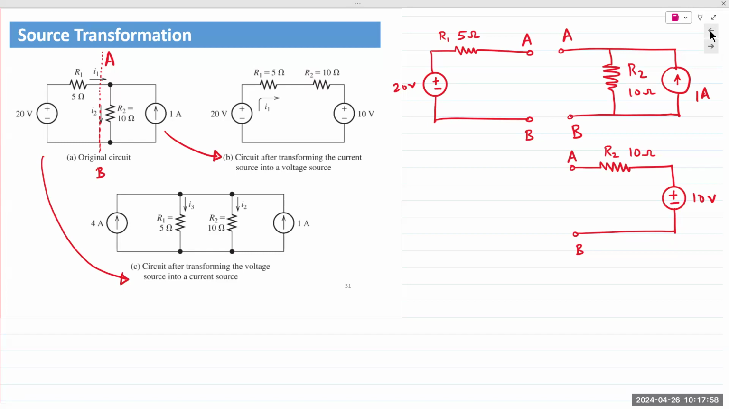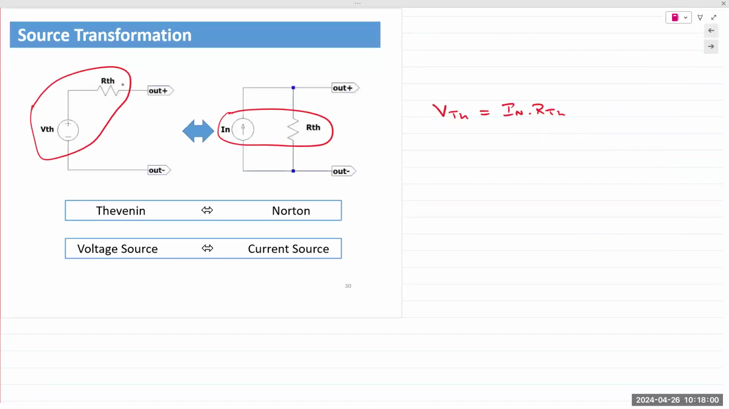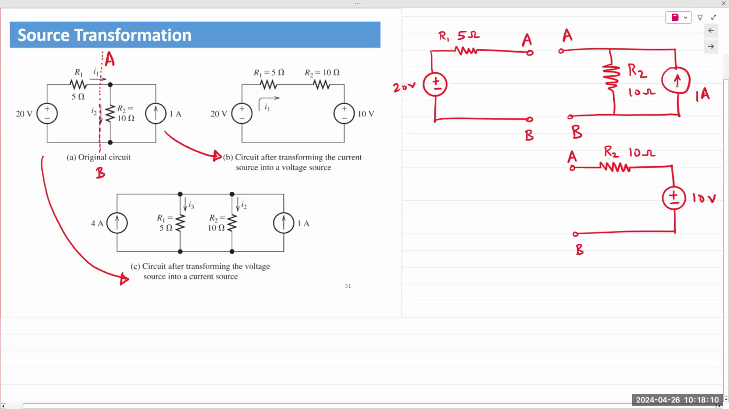That comes from here, the Thevenin and the Norton circuit. So Thevenin is a voltage source in series with a resistor, and a current source would be in parallel with the resistor. And so when you transform the current source, you need to have a resistor in parallel with it. Otherwise, you cannot perform source transformation. And if you're trying to transform a voltage source, then you need to have a resistor in series with that voltage source. Otherwise, we cannot transform it into a current source.